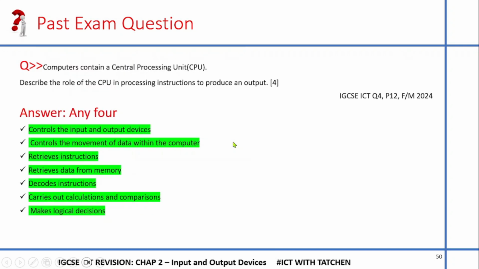The next question says computers contain a central processing unit. Describe the role of the CPU in processing instructions to produce an output. So it's the brain. How does it do that? That's what I'm asking you. What does it do to process instructions to produce output? For instance, you say 1 + 1 on your computer. How is that done? That is what they want you to do. 4 marks. So 4 points, you get 4 marks.